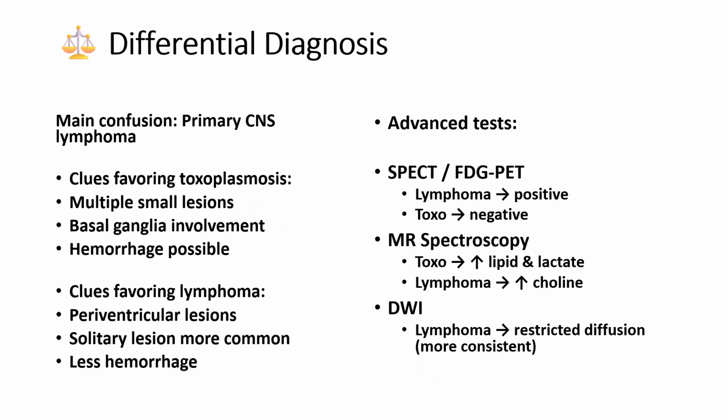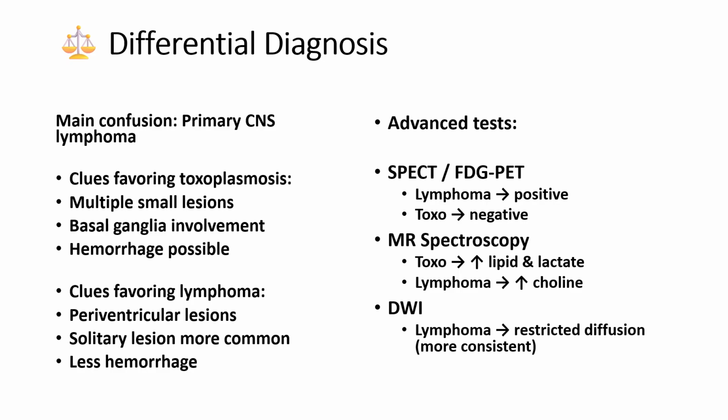For differential diagnosis, the main confusion is with primary CNS lymphoma. The clues favoring toxoplasmosis are multiple small lesions, basal ganglia involvement, and hemorrhage. Clues favoring lymphoma are periventricular lesions, solitary lesion more common, and lesser hemorrhage.